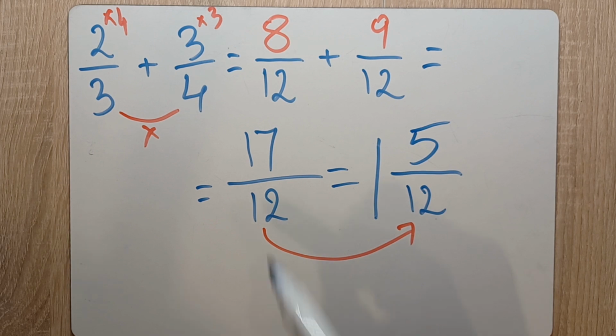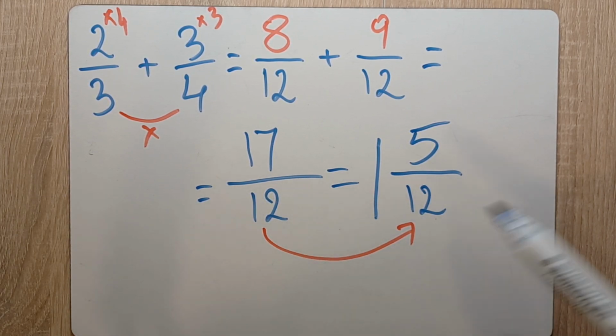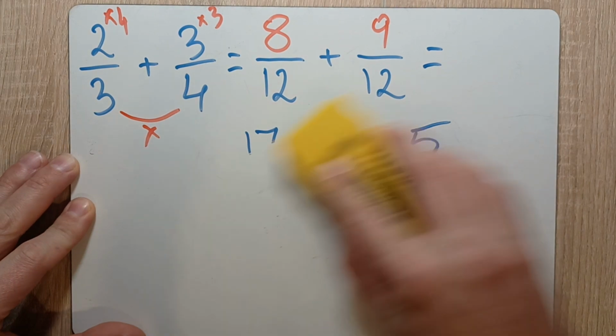So then 17 over 12 is equal to 1 and 5 twelfths. So 17 over 12 is an improper fraction, and 1 and 5 twelfths is a mixed number. Okay, another example.